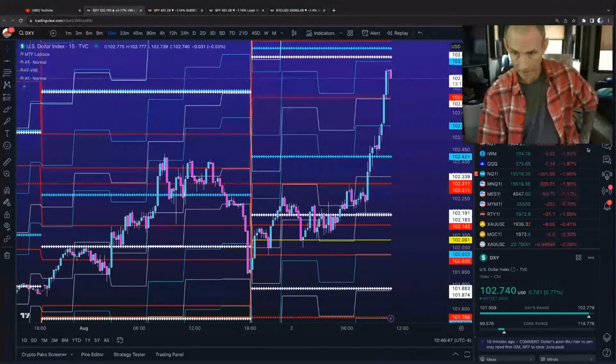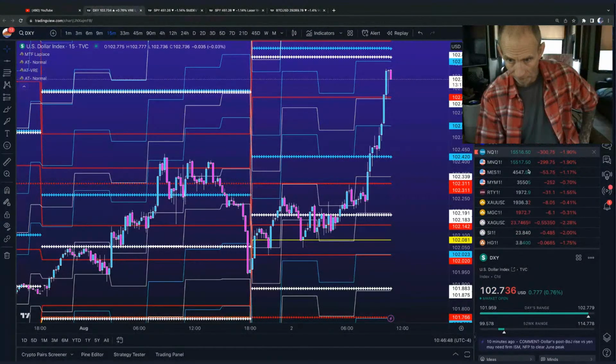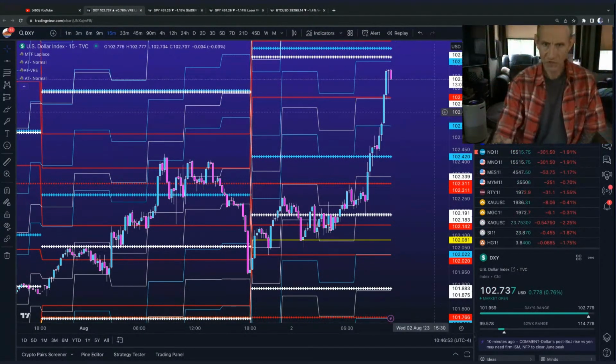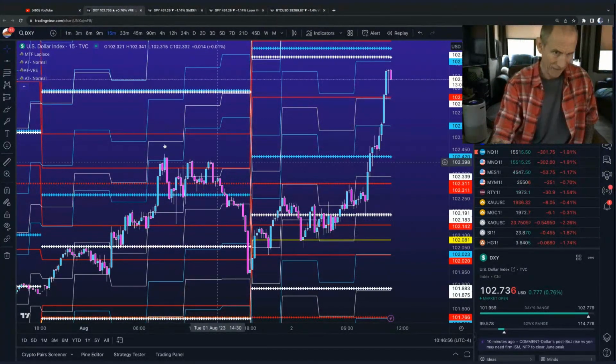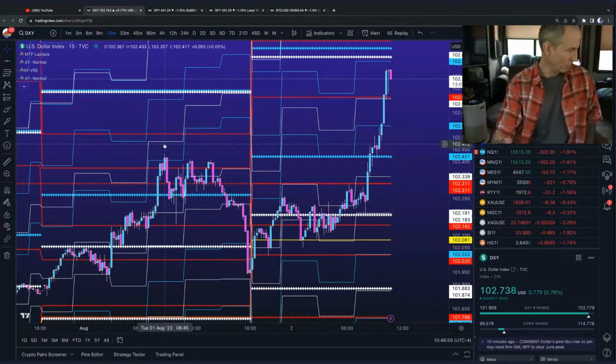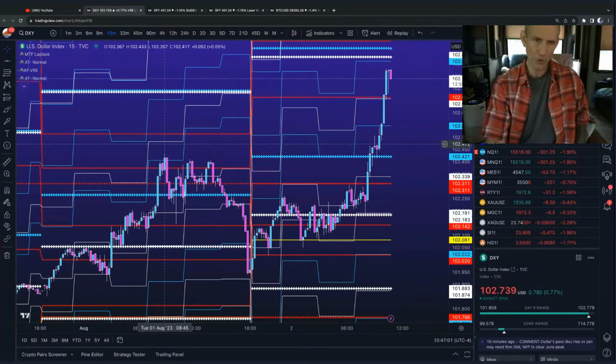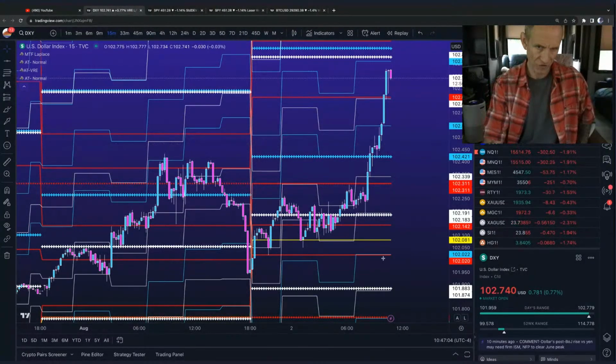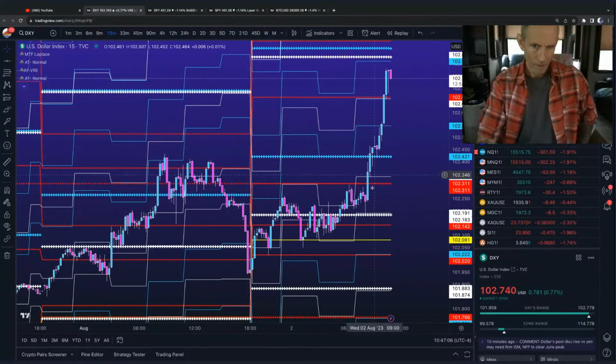People are getting set up right now. Don't fall for it. This is where you don't buy tops and sell bottoms. That's what we're famous for here. Not doing that. When you understand the distribution, you will never do that again. This is what happens with most retail traders. It's called FOMO, right?